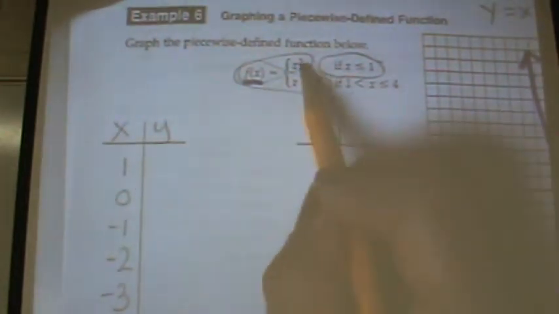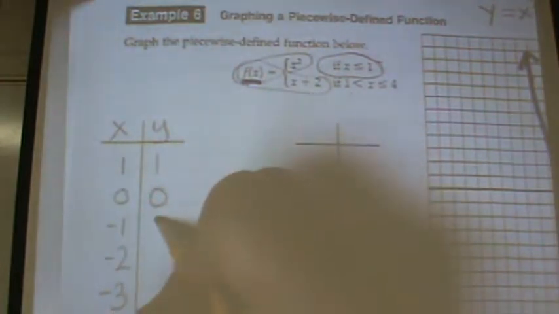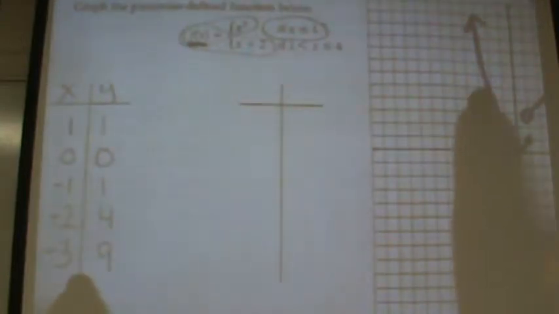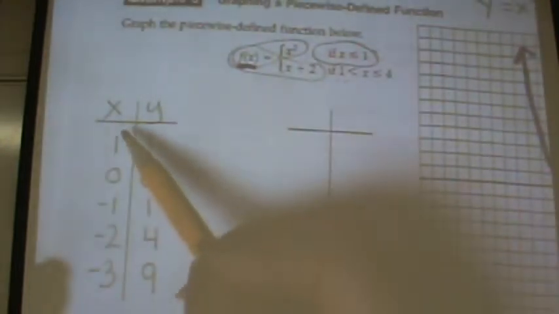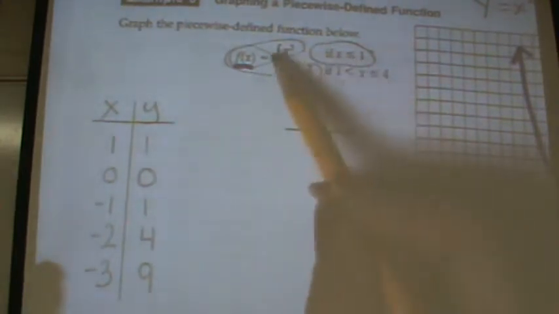Now, if you plug these numbers in here, what's 1 squared? 0 squared, negative 1 squared, negative 2 squared, negative 3 squared. So guess what these points are? 1, 1, 0, 0, negative 1, 1, negative 2, 4, negative 3, 9. Now, why don't I have 2 in here? Because that's not part of this domain.